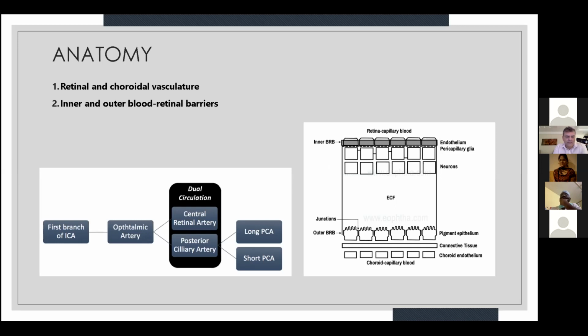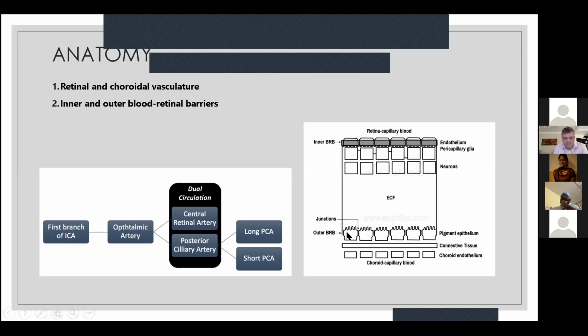We have two blood retinal barriers, that is the inner blood retinal barrier and the outer blood retinal barrier. The outer blood retinal barrier, as we can see in this picture, is formed by the RPE cells along with zonula occludens, and the inner blood retinal barrier is formed by the endothelial cells.